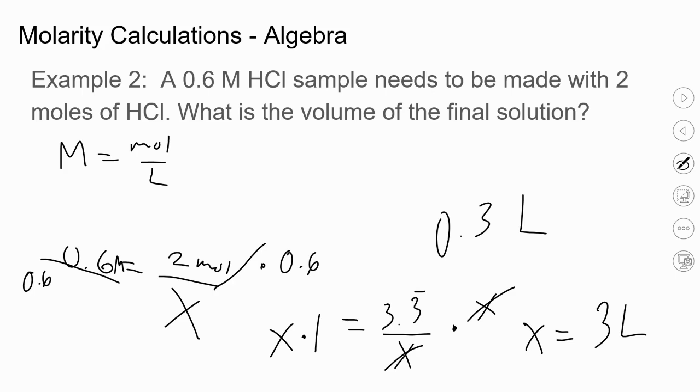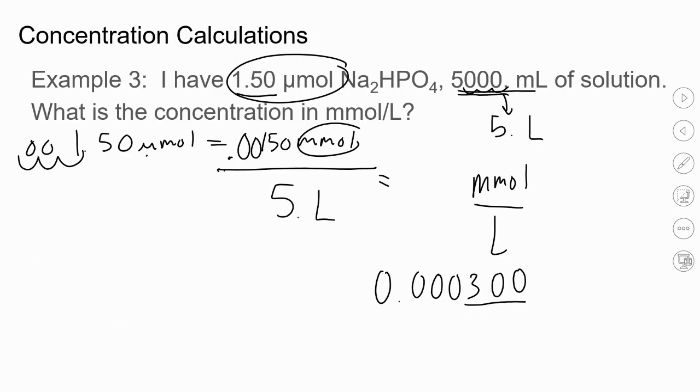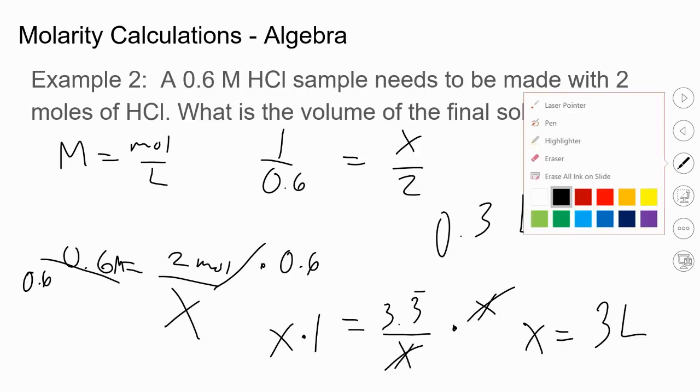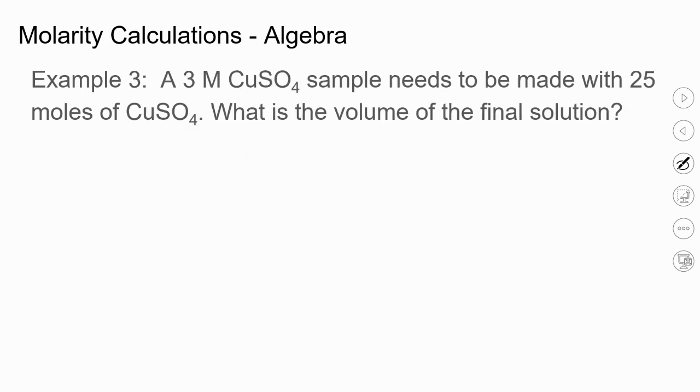The other way you could do this is you could just flip this upside down. You could do the inverse. So we could flip this upside down: 0.6 over 2 equals... X over 2, and then multiply by 2 on both sides. And then we get the same number. So that's another way, to just flip it so the X is on the bottom. Okay. All right, let's keep going.